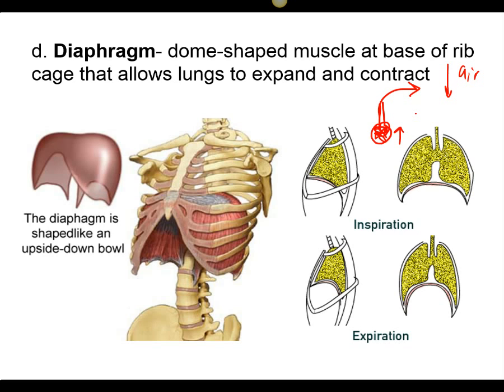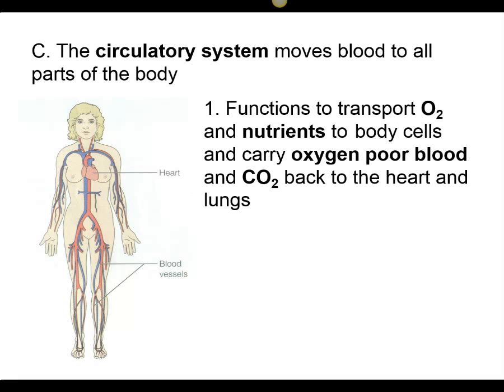So the way that we can get air to go in and out of our lungs is by changing the size of our lung cavity, our thoracic cavity, dropping the pressure or increasing the pressure. And that's controlled by the diaphragm.